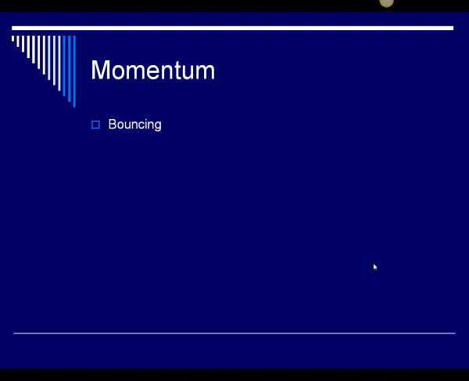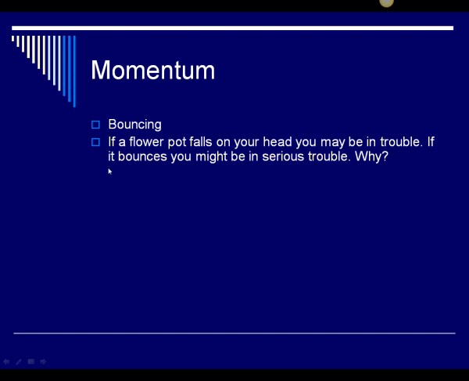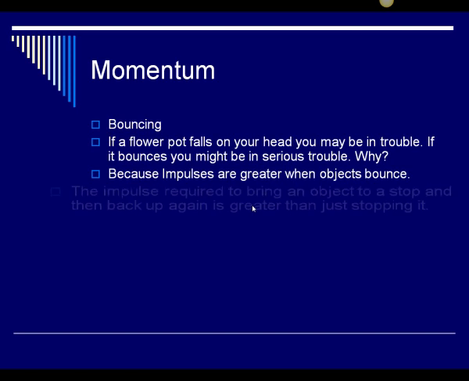All right, now we're going to talk about bouncing. A lot of people say you're just going to have things bounce off of something else. Let's talk a little bit about this. Say that you're walking down the street, and if a flower pot falls on your head, you may be in trouble. If it bounces, you might be in serious trouble. Why is that? Because impulses are greater when objects bounce, and here is why.